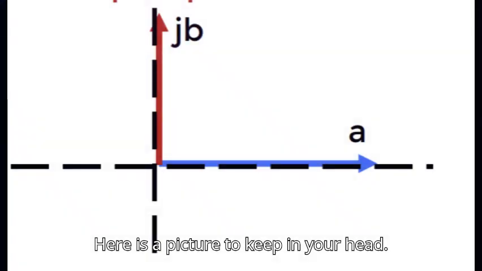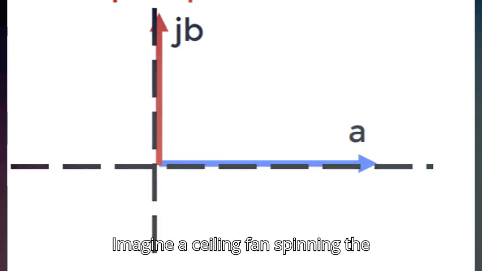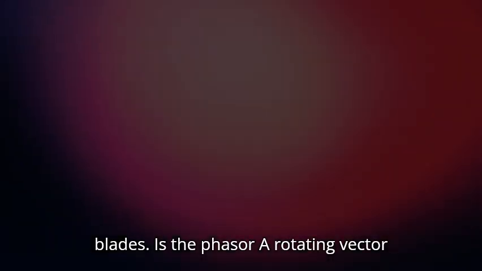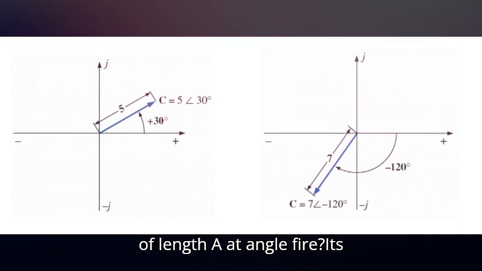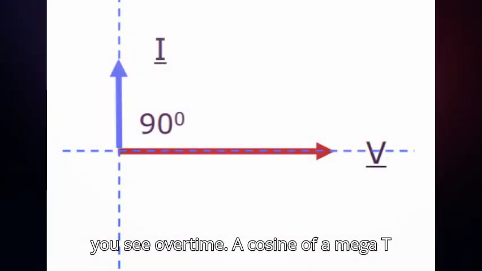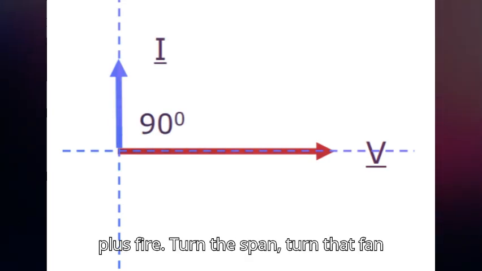Right. Here is a picture to keep in your head. Imagine a ceiling fan spinning. The blade is the phasor, a rotating vector of length A at angle phi. Its shadow on the horizontal axis is what you see over time: A cosine of omega t plus phi. Turn that fan by 90 degrees and you've got sine.